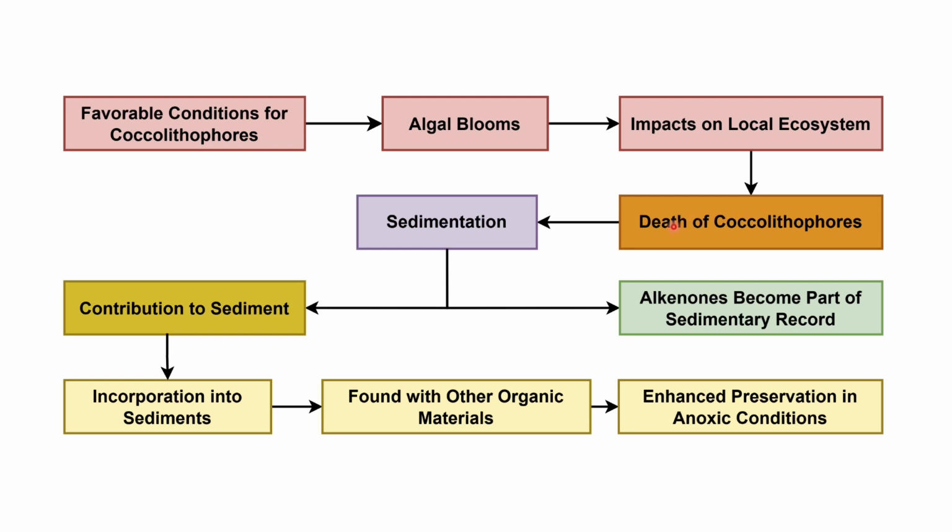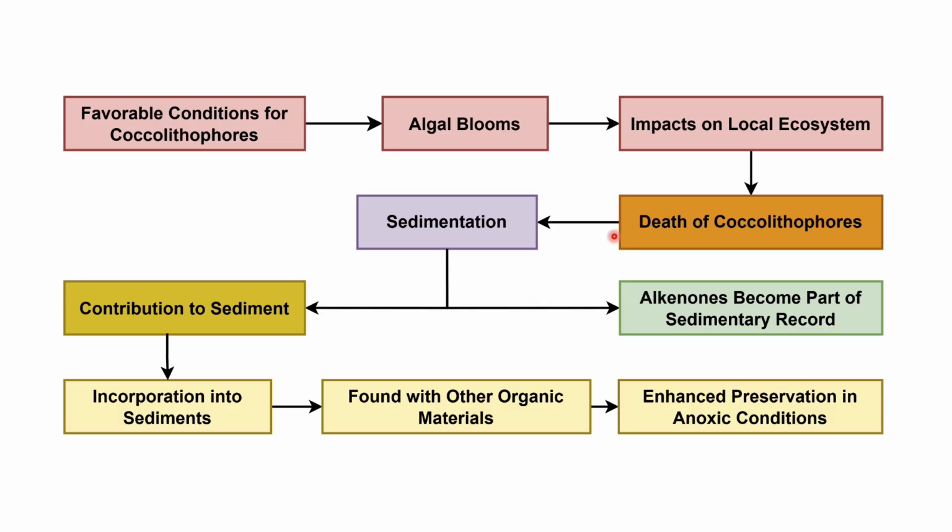And then what happens is the death of coccolithophores occurs, which leads to sedimentation. That means they are actually settling down and going to the bottom of the sea. So from that they either contribute to sediment or the alkenone becomes part of the sedimentary record, because the algal bloom was the main source of alkenone production. Once they are dead, they directly go down, because we had seen about the sediment analysis.